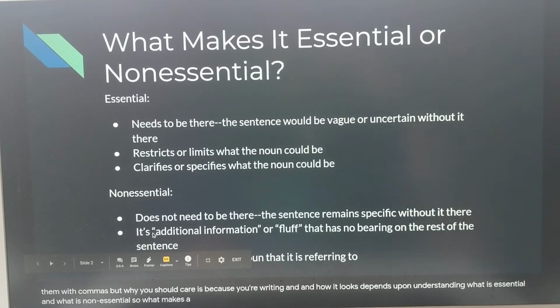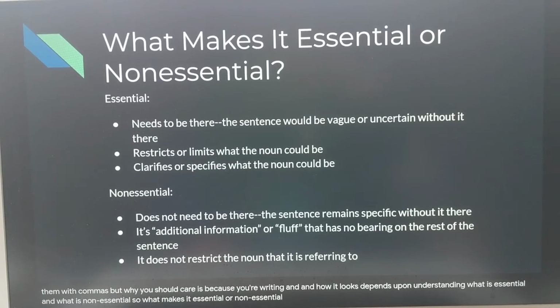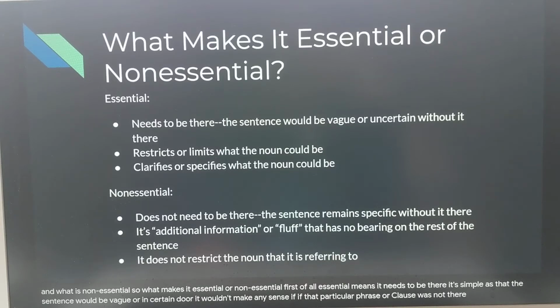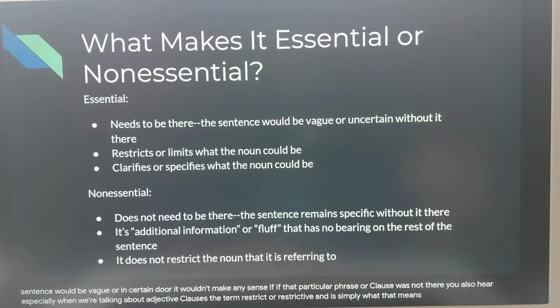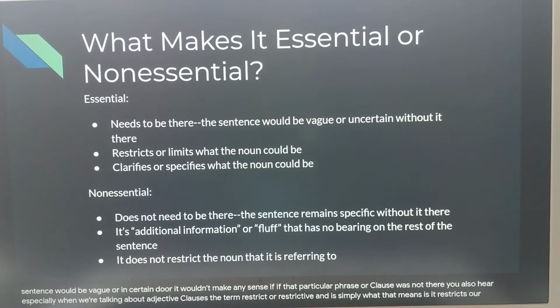So, what makes it essential or non-essential? First of all, essential means it needs to be there. It's simple as that. The sentence would be vague or uncertain, or it wouldn't make any sense if that particular phrase or clause was not there. You also hear, especially when we're talking about adjective clauses, the term restrict or restrictive. And simply what that means is it restricts or limits what the noun could be.